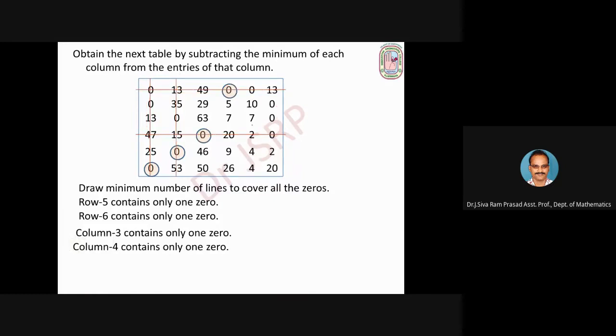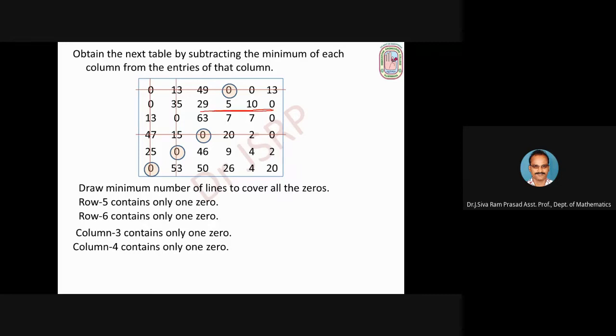Now observe, there are still zeros not covered by lines. These are 2 zeros not covered by lines. Again go for rows and repeat the same process. The first row is already fixed, so you need not check it. For the second row, you have to observe these 4 entries.